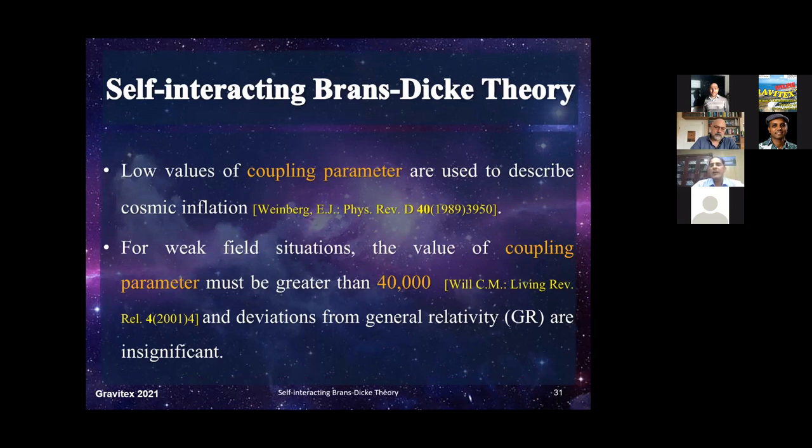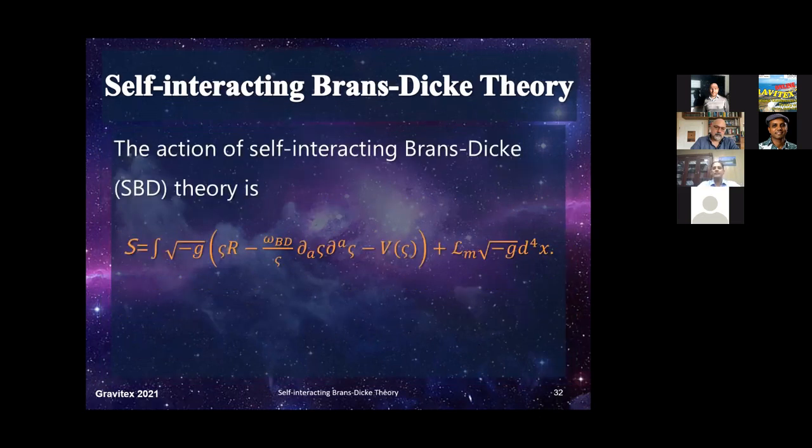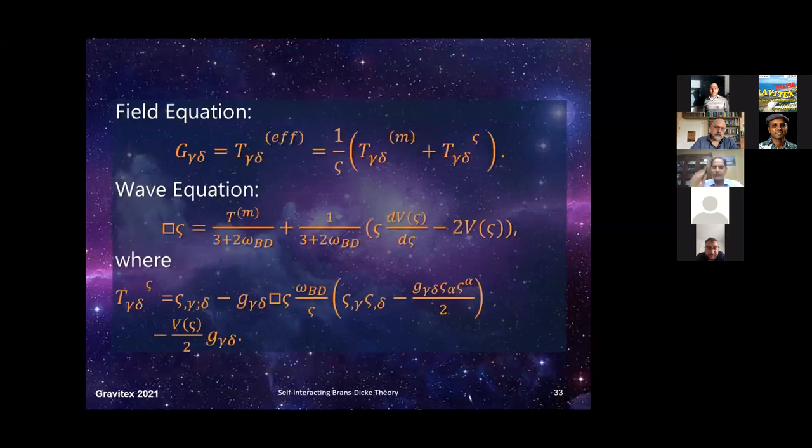Now we discuss self-interacting Brans-Dicke theory. Low values of the coupling parameter are used to describe cosmic inflation. However, for weak field situations, the value of the coupling parameter must be greater than 40,000, and deviations from GR are insignificant. So the action of self-interacting Brans-Dicke theory is given by this expression. Here, g is the determinant of the metric tensor, R is the Ricci scalar, V is the potential, phi is the scalar field, and L_m is the matter Lagrangian. We can easily obtain the field equations by varying this action with respect to the metric tensor, and then the wave equation, and here is the quantity.